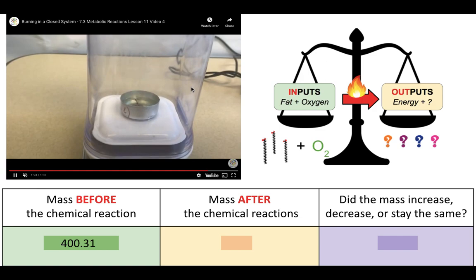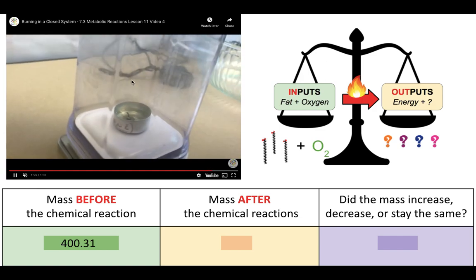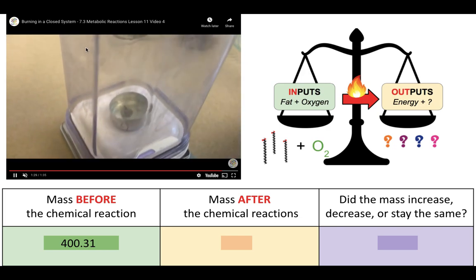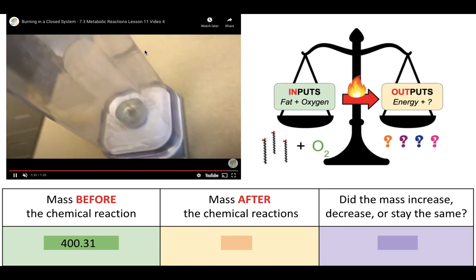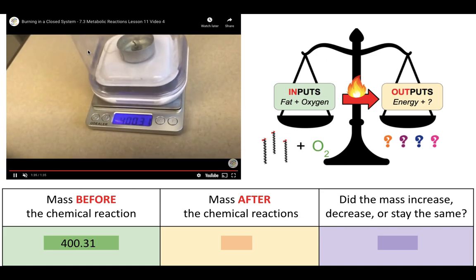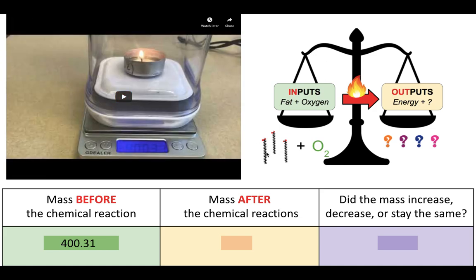Okay, let's look at the container. What do you notice about the container? Do you see any evidence that a gas was produced? You're probably noticing some condensation, which tells us that water vapor, or water in a gas form, was produced.